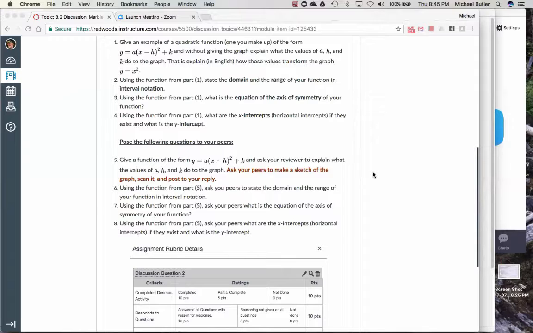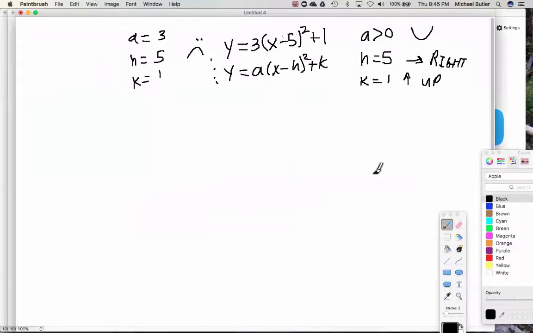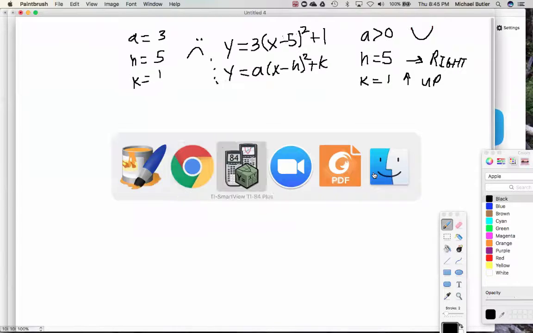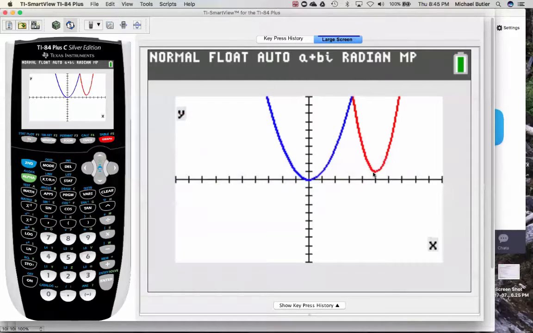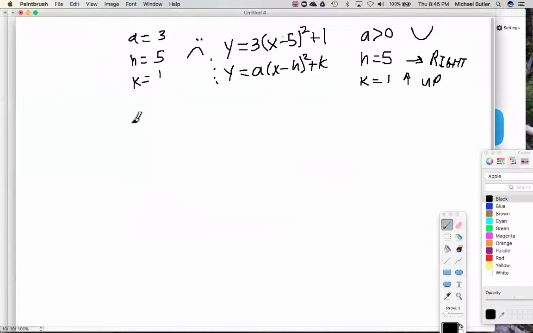All right, so what if they asked us for the domain and the range in this one? Let's pretend that this one was our question. We had to do the domain and the range. So again, I would look at the calculator. First of all, the domain on every quadratic, so all quadratics, have exactly the same domain.